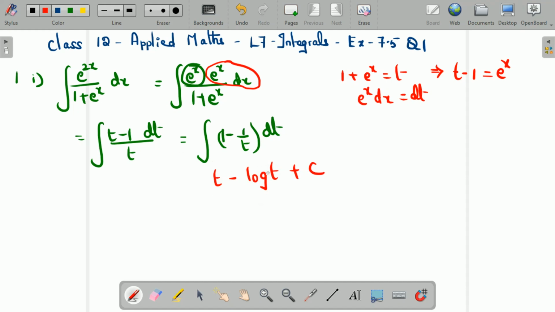Now put back the value of t with whatever we have used. So in this case it is 1 plus e power x. So 1 plus e power x minus log of 1 plus e power x plus c. Now let's take up the second subdivision.